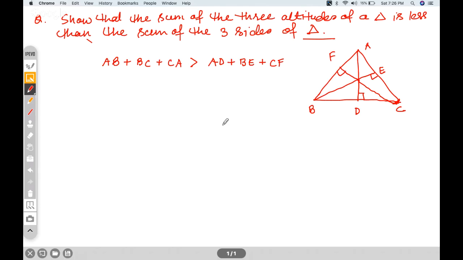Now, what I know is that if I take triangle ADB, so there AB would be greater than AD.